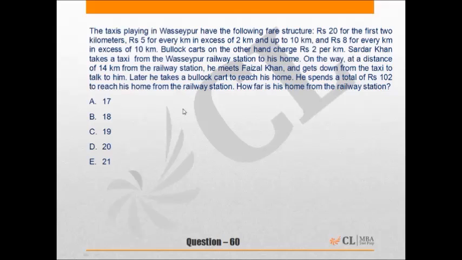The structure of taxi fare in Wasipur, as per the given problem, is rupees 20 for the first 2 kilometers, and the distance travelled in excess of 2 kilometers till 10 kilometers is charged at a rate of 5 rupees per kilometer, and the distance travelled in excess of 10 kilometers is charged at a rate of 8 rupees per kilometer, and the charge of a bullock cart, on the other hand, is given as rupees 2 per kilometer.